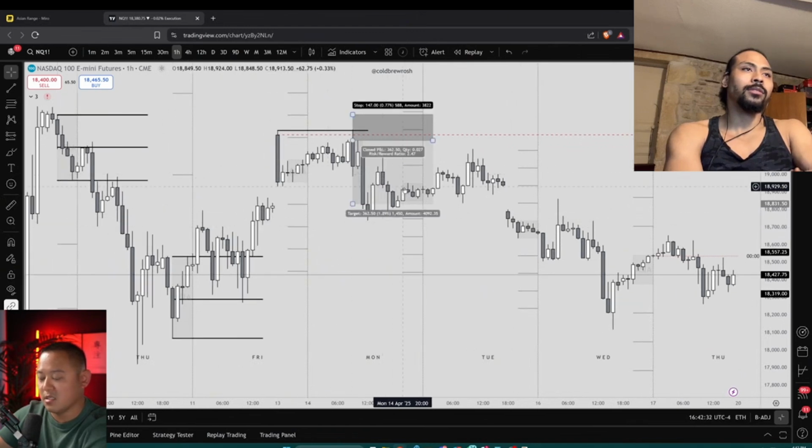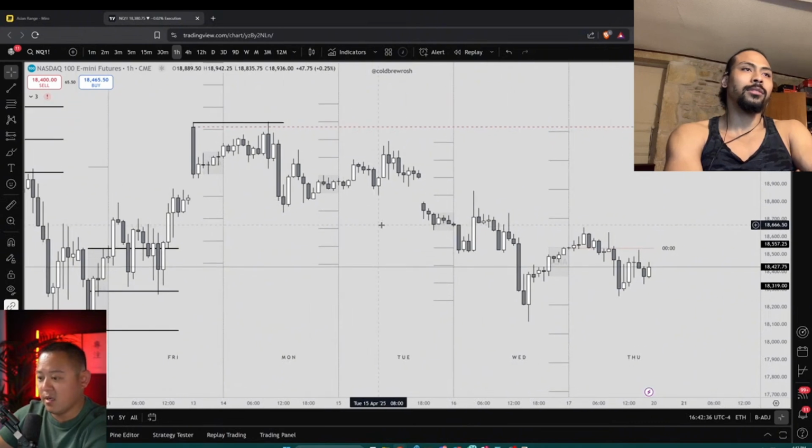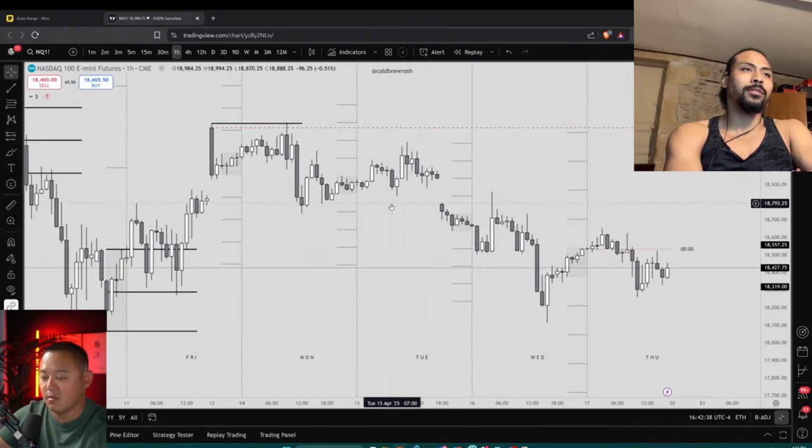Now, the bias needs to line up, okay? But it's very, very important that you guys pay attention to these levels because they do respect them on an intraday basis. I basically use them like pivot points.